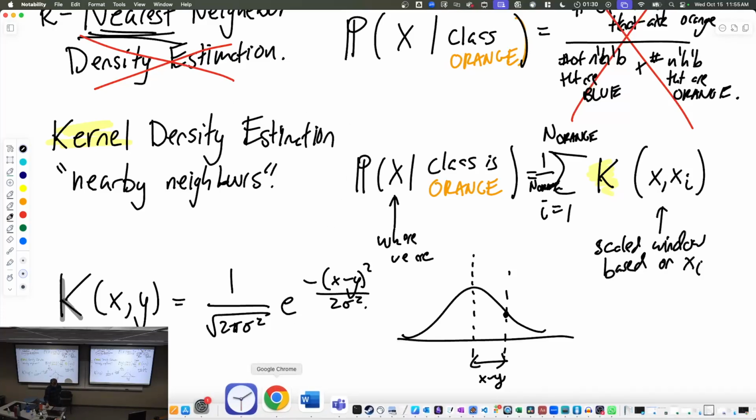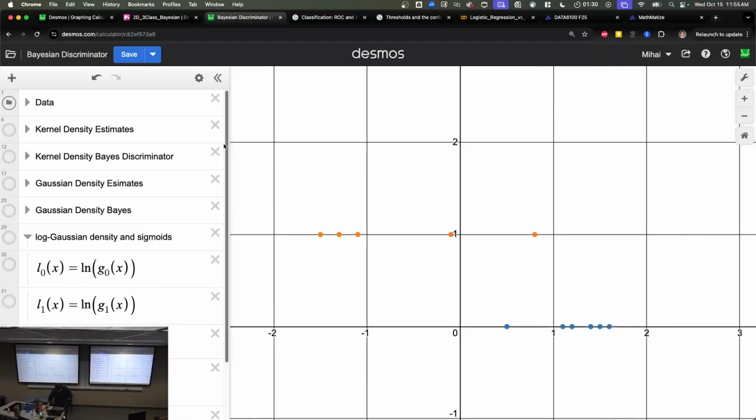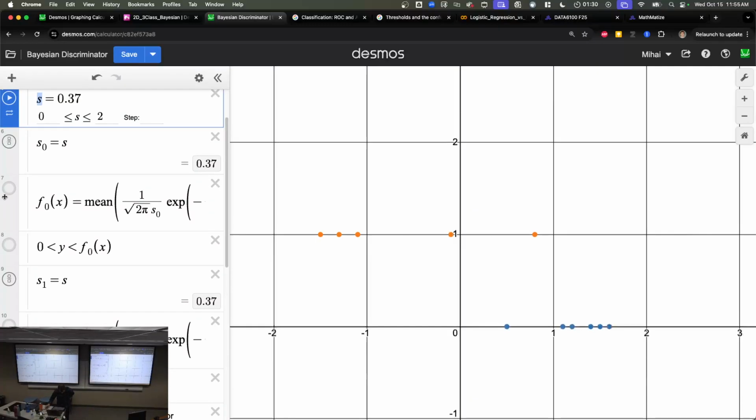So let's go back to Desmos, and let me pull up my little things over here. So the kernel density estimates, and this S value is the sigma in the formula. My keyboard doesn't have a sigma key, but it has an S key, so I used S for sigma. And here are the little kernel density estimates.